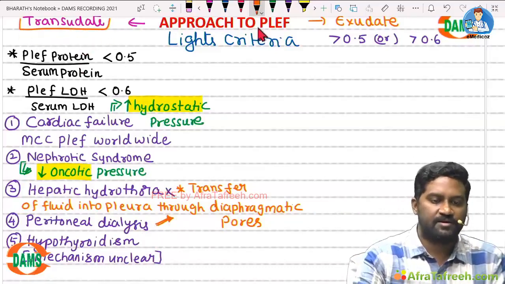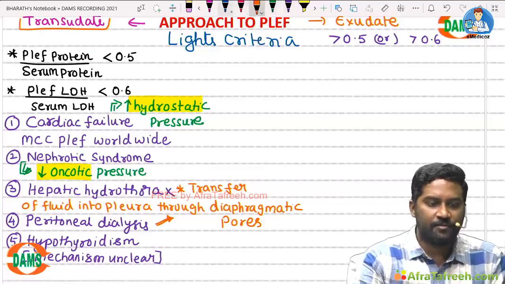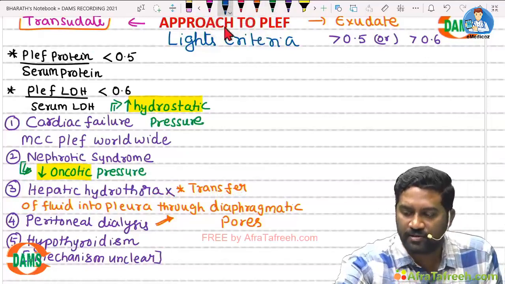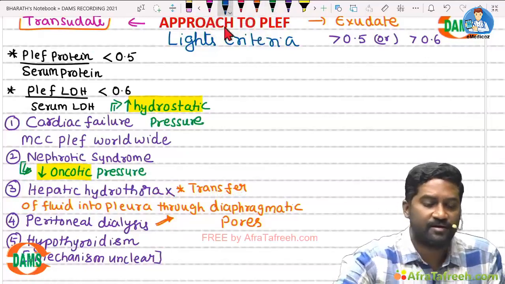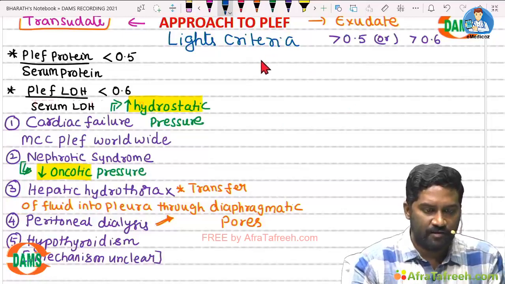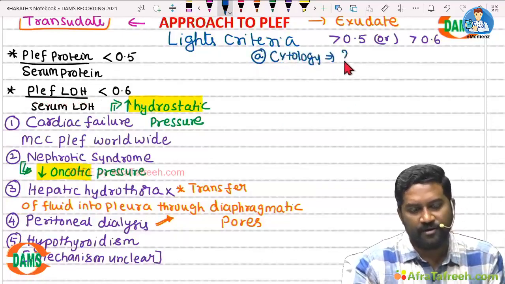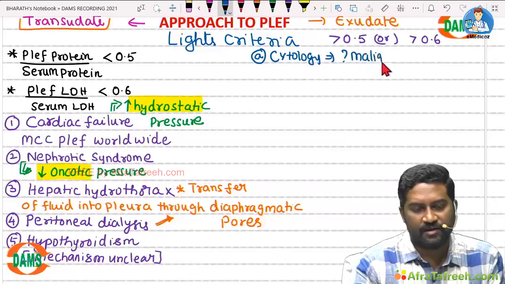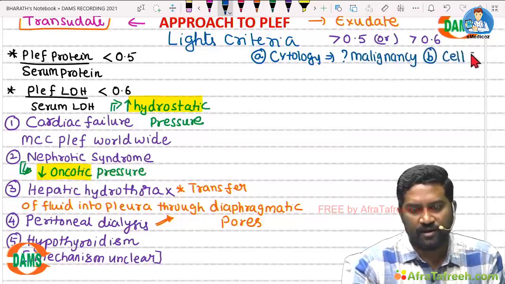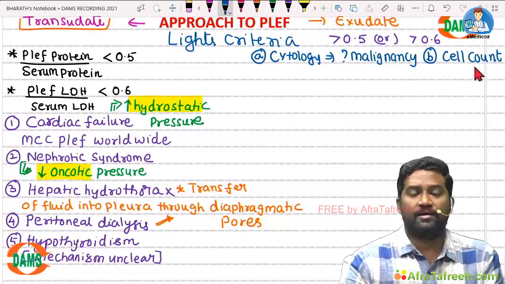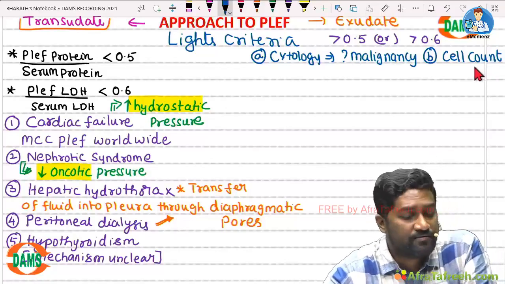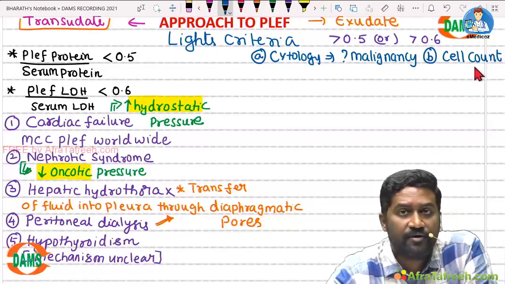Now, if it is exudative, your life becomes very difficult because you need to evaluate. So, what are the tests that you need to send further in exudative pleural effusion? First thing, you should send it for cytology. Why cytology? Whenever you want to see whether there is any malignancy. You can also send it for cell count to see exactly which cell type is getting elevated. So we go for cytology and we go for cell count.